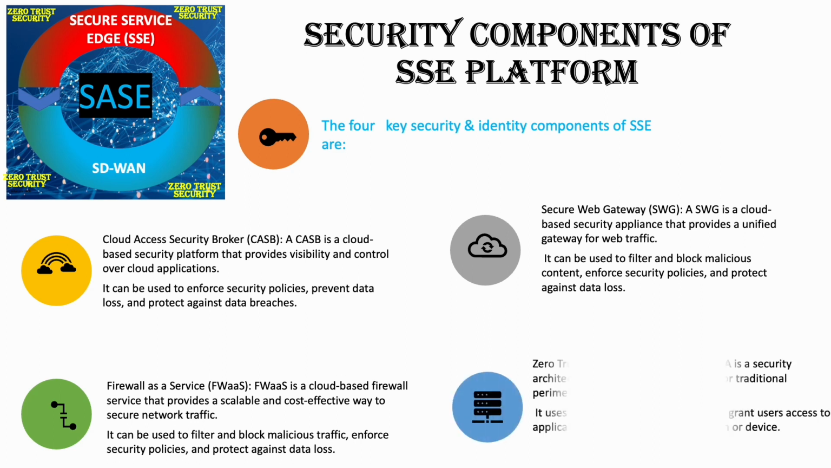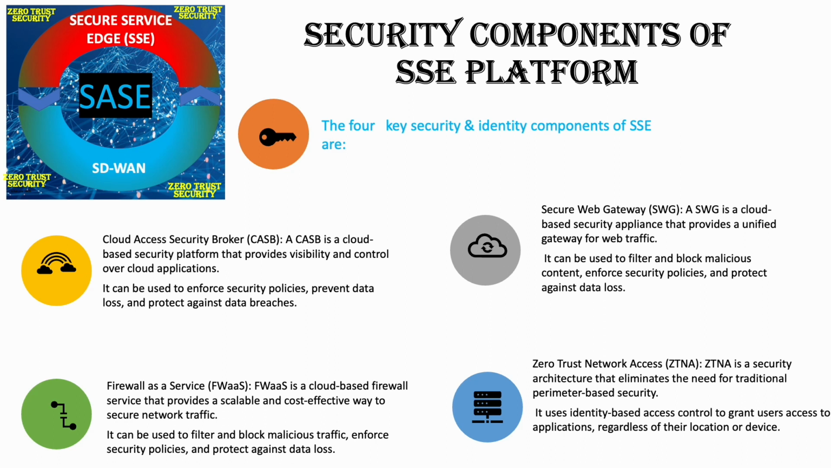And the last component is the identity part, which is Zero Trust Network Access, ZTNA. ZTNA is a security architecture that eliminates the need for traditional perimeter-based security. It uses identity-based access control to grant users access to applications regardless of their location or the type of devices they use to access the network.